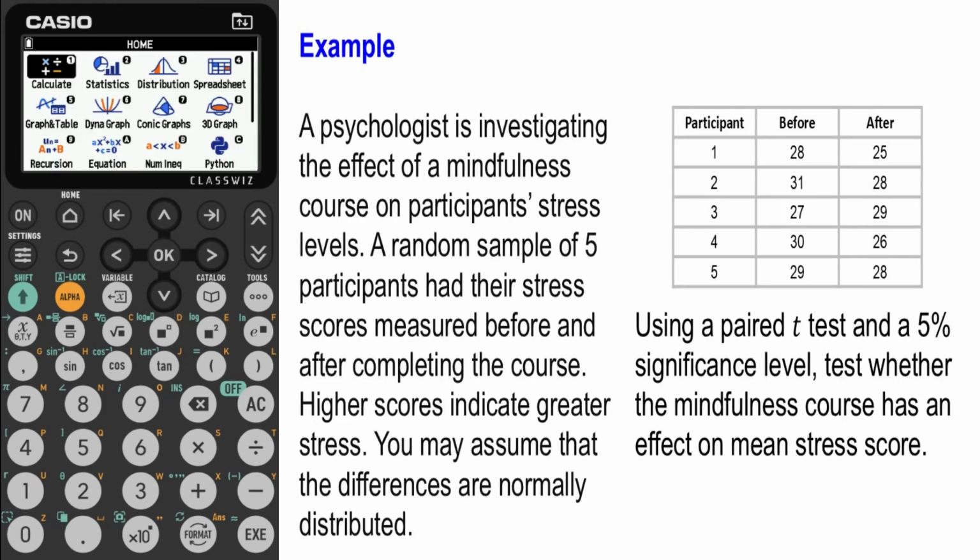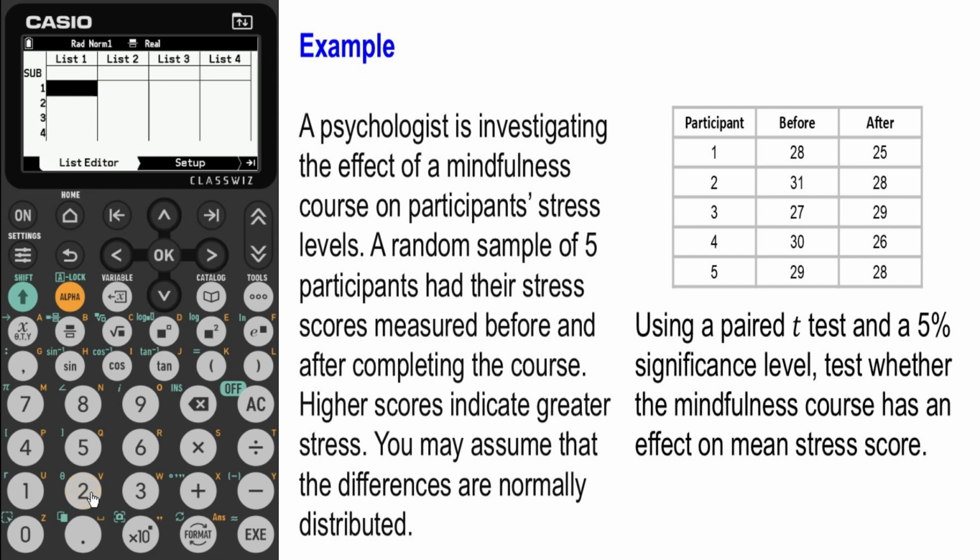A psychologist is investigating the effect of a mindfulness course on participants' stress levels. A random sample of 5 participants had their stress scores measured before and after completing the course. Higher scores indicate greater stress. You may assume that the differences are normally distributed. Using a paired t-test and a 5% significance level, test whether the mindfulness course has an effect on mean stress score. Let us begin by entering in the data into the calculator.